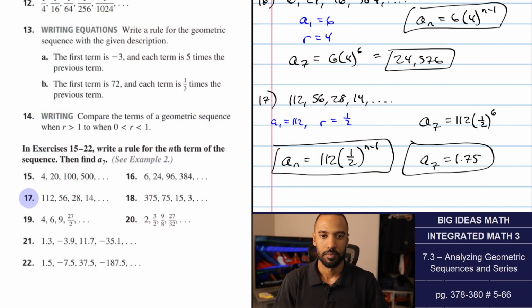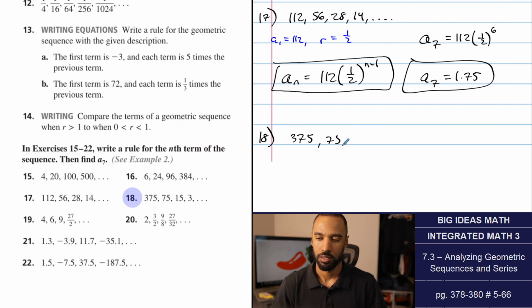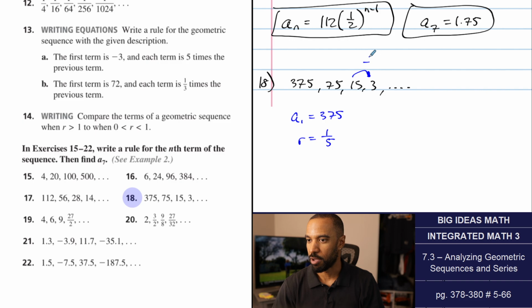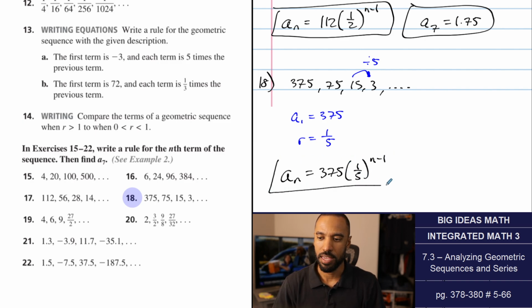Okay. Number 18. Looks like we're dividing by 5, which means we're multiplying by 1/5. Now, once again, I actually didn't look at the smaller numbers. I looked at the bigger one. Once you find one set, they should all apply because this is all geometric. So your first term being 375 and your common ratio being 1/5. I'll just write divided by 5 up there to support it. Your rule is a sub n equals 375 times 1/5 to the n minus 1 power. And 1/5 is also 0.2.